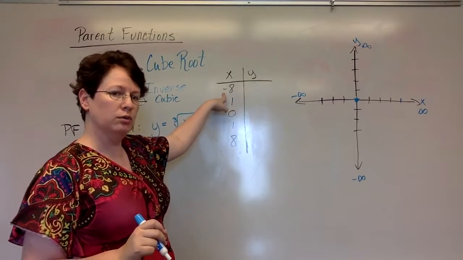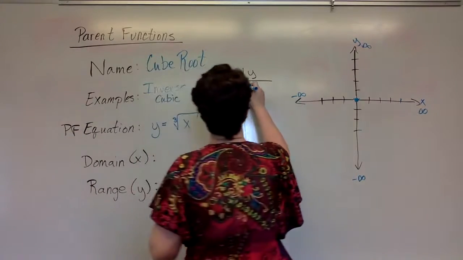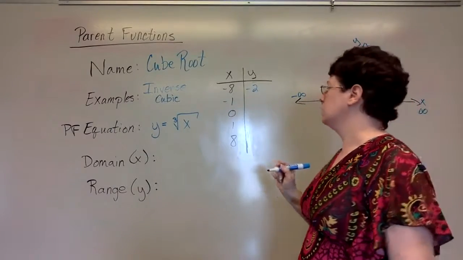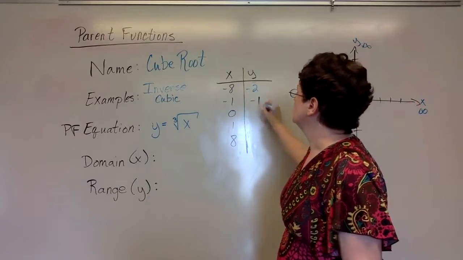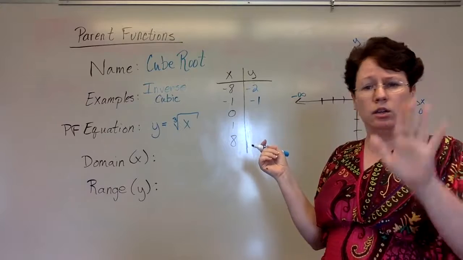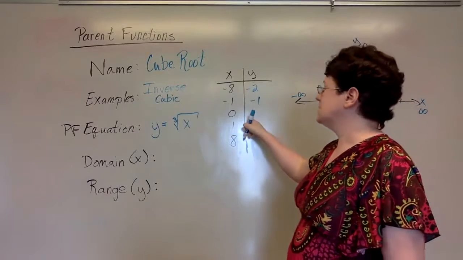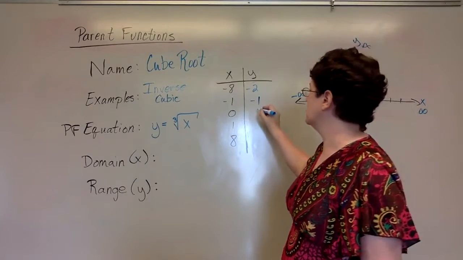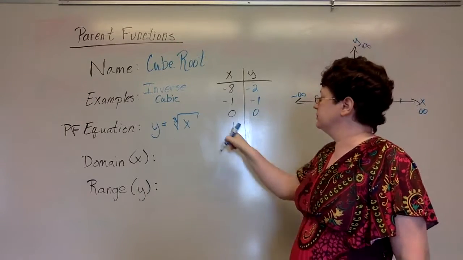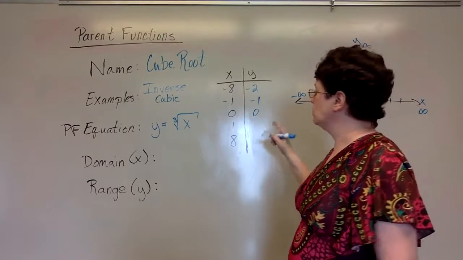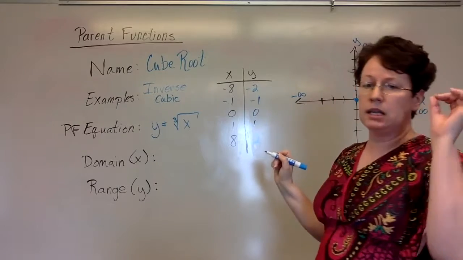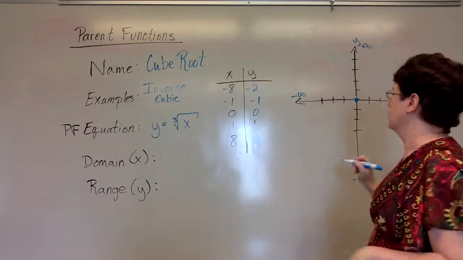So the cube root of -8 is -2. -2 cubed gave me the -8. Cube root of -1 is -1. If you don't believe me, plug it in the calculator. That's okay, you don't have to take my word for it. Cube root of 0, guess what? It's a 0. Okay, cube root of 1, 1. Cube root of 8, 2. Easy enough. Now let's take those and put them on the graph.